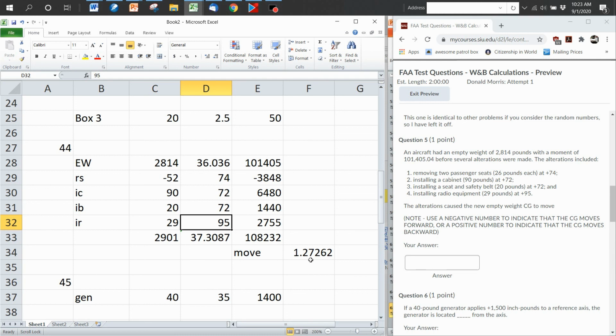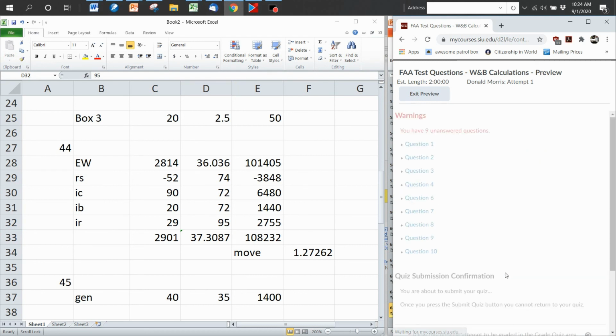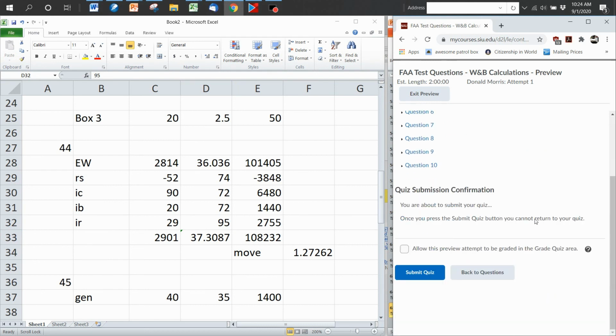But my answer is different. It was 1.62, and now it's 1.27. And that 1.27 is what I want to make sure that I'm capable of answering. And I'm pretty sure I did the key wrong on this one, so I'm going to go ahead and put that 1.27 in. And let's see if it lets me submit. Submit the quiz. 9 unanswered questions. Submit the quiz.